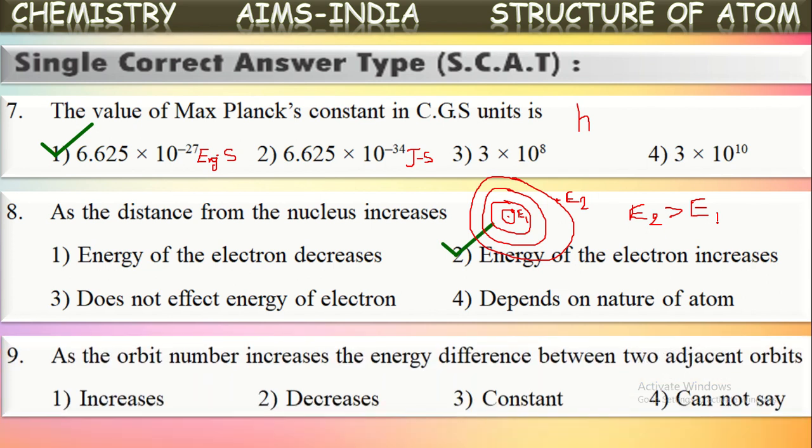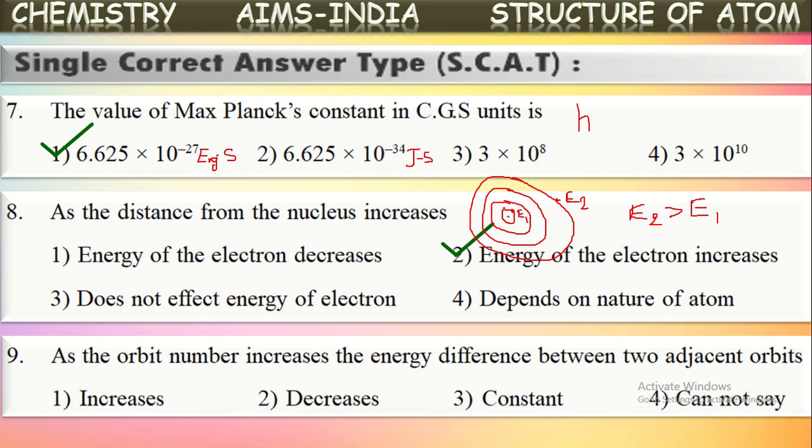Okay. Next, as the orbit number increases, the energy difference between two adjacent orbits. Yes, it is similar to the eighth question, but there is a difference between these two. Observe carefully. In the previous question, it asked as the distance between the nucleus and the electron increases, energy of the electron increases. But here in the ninth question, it is asked as the orbit number increases, the difference between the energies of two adjacent orbits decreases.